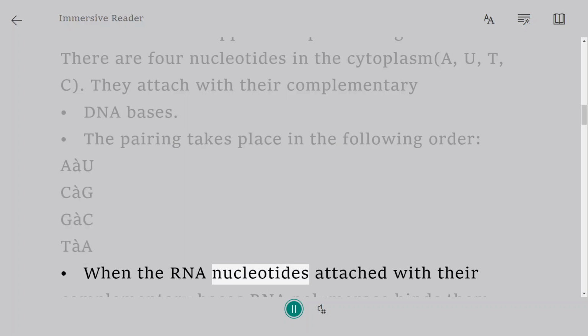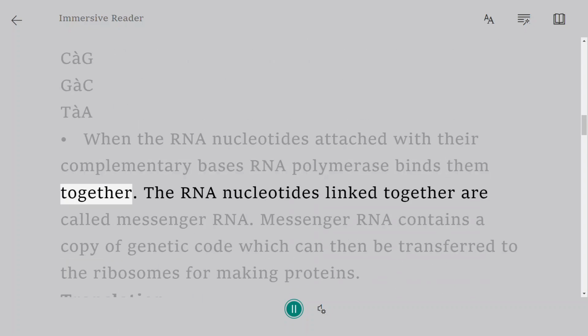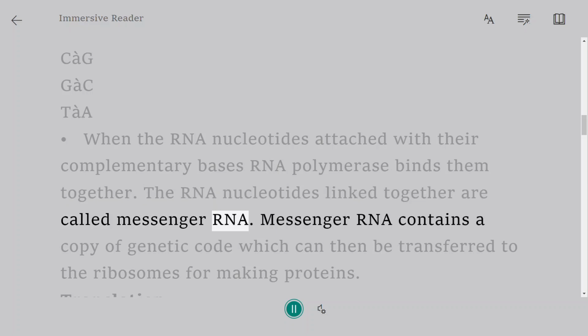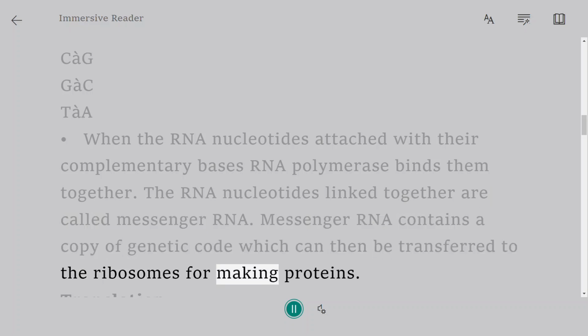When the RNA nucleotides attach with their complementary bases, RNA polymerase binds them together. The RNA nucleotides linked together are called messenger RNA. Messenger RNA contains a copy of genetic code which can then be transferred to the ribosomes for making proteins.